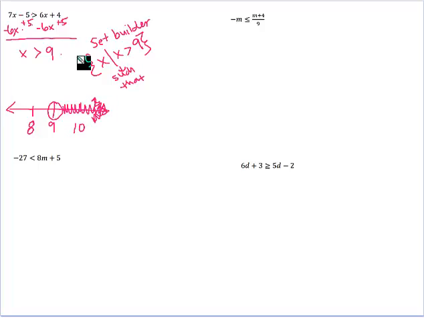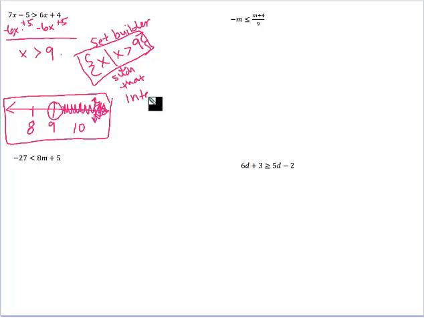Okay, so there's set builder, there's our number line, and the third way that we write this is interval notation. This is the one that we're going to start using more and more frequently. Interval notation, we look from left to right, and we go, okay, what's the first value that we see here? The first value that we see that has any markings on it is 9. So we're going to start with 9. We're going to put a parentheses by 9. The parentheses stands for the 9 is not included.